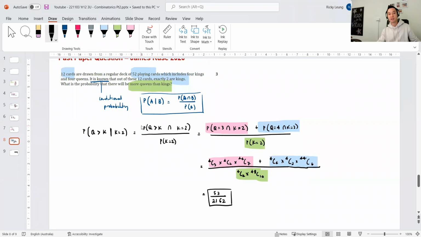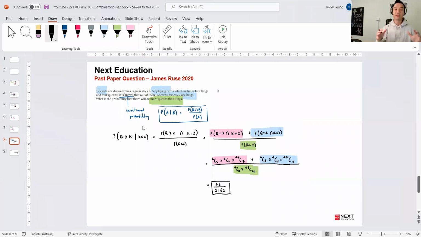Guys, I'm just going to leave it there, but hopefully that gave you a good broad coverage of combinations and how we deal with them. I really like the questions that combine perms and combs, where with combinations you select and with permutations, with factorials, you arrange.